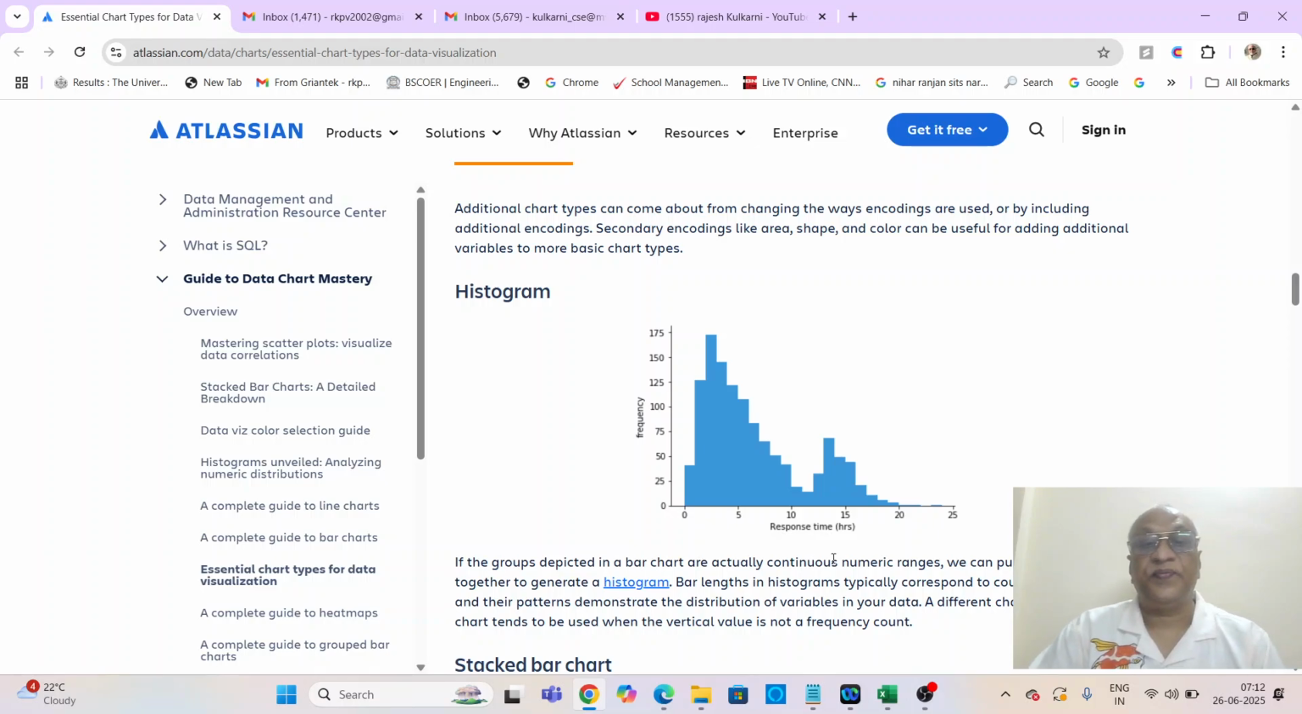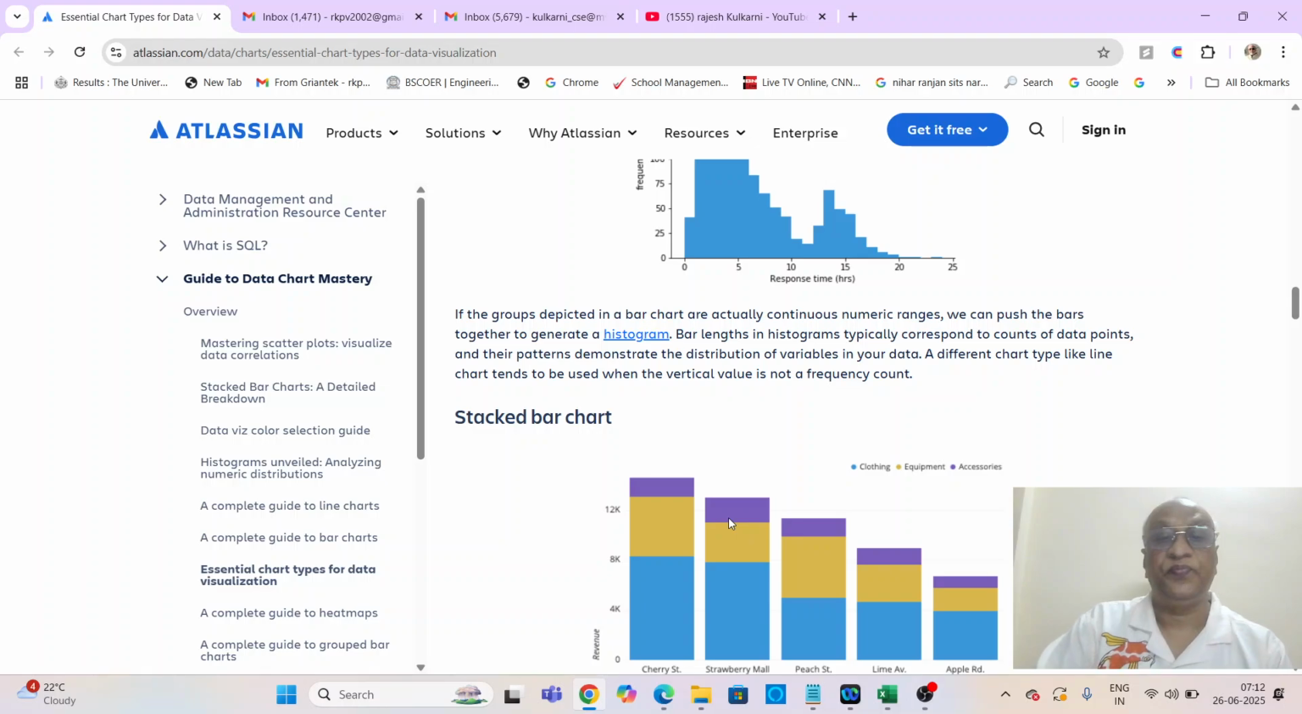You are seeing here what is called a histogram, right? What it is showing here is the response time and the frequency. So the length of the bar in the histogram actually indicates the counts of the data points, and their pattern demonstrates the distribution of the variable in your data.